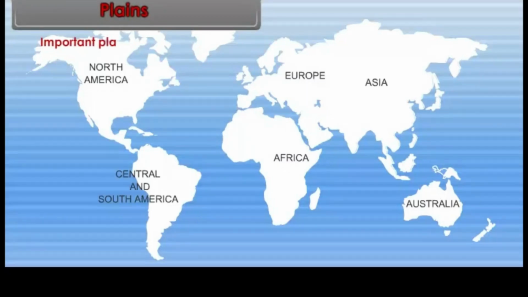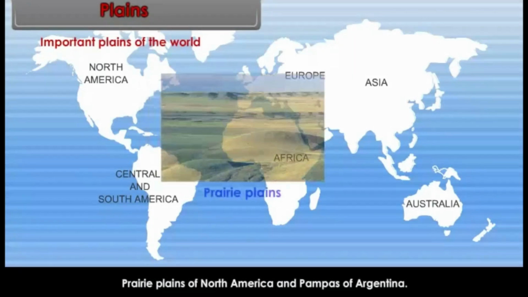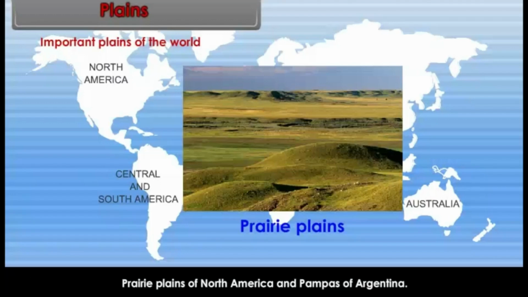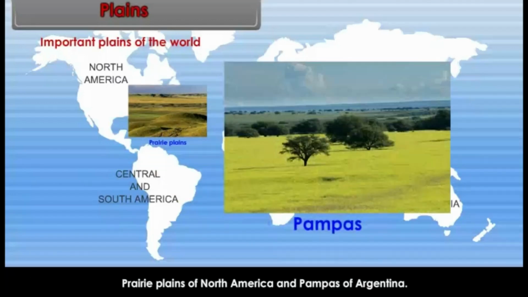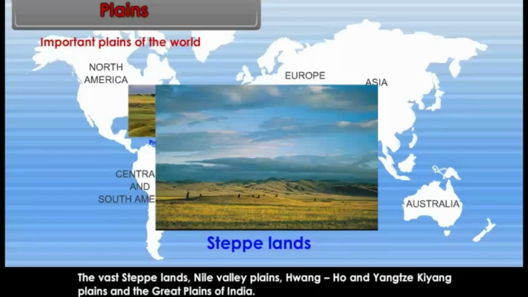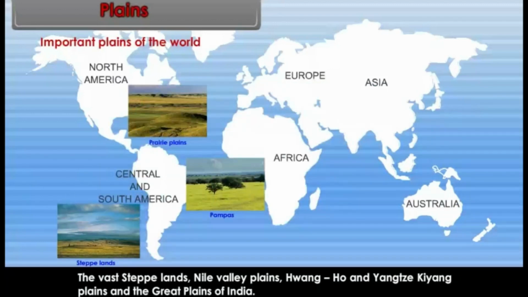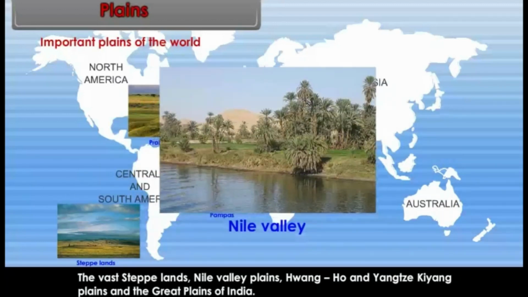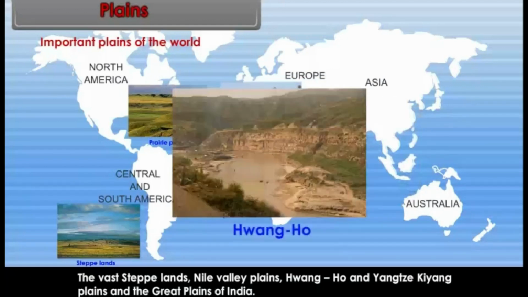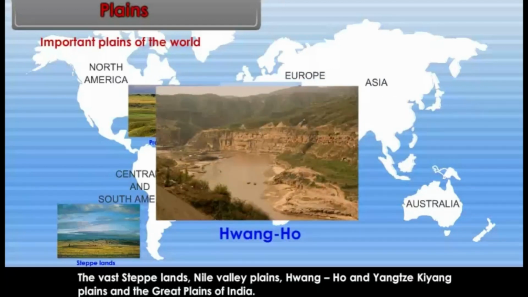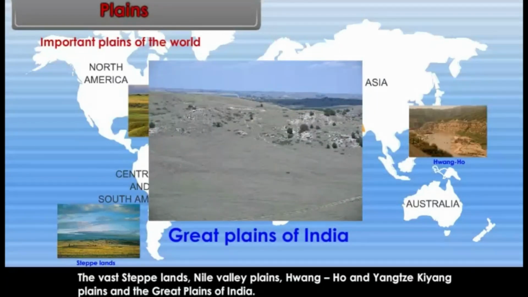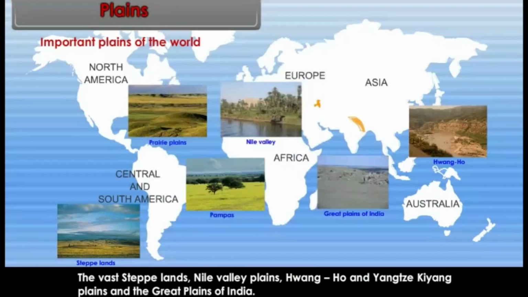Some of the important plains of the world are the following: prairie plains of North America and pampas of Argentina, the vast steppelands, Nile Valley plains, Huanghe and Yangtze-Kiang plains, and the Great Plains of India.